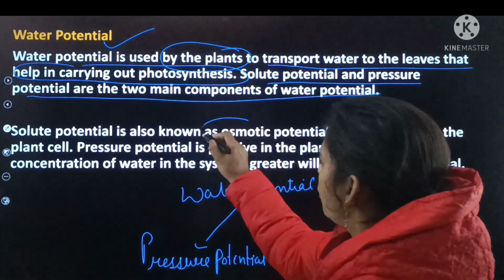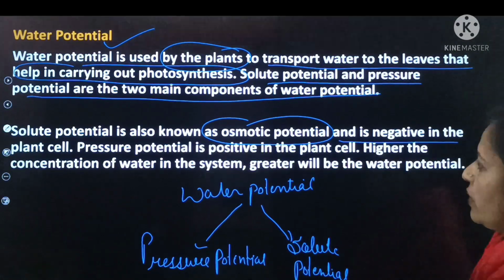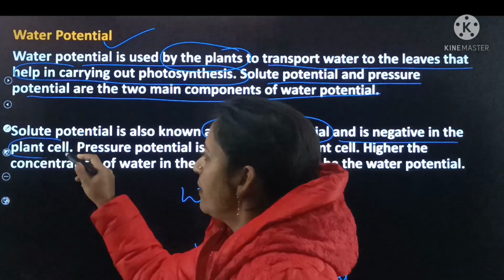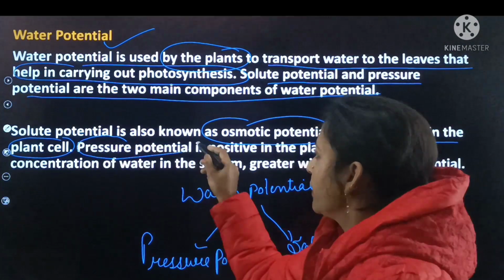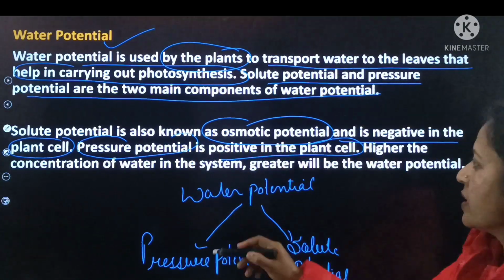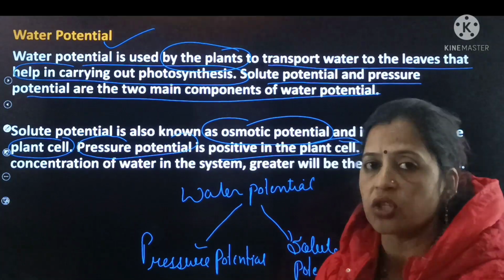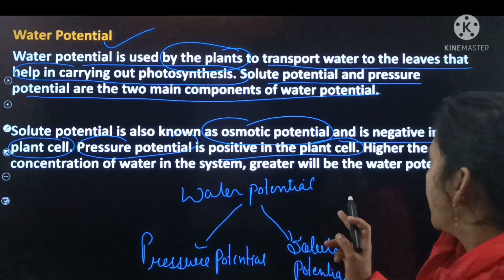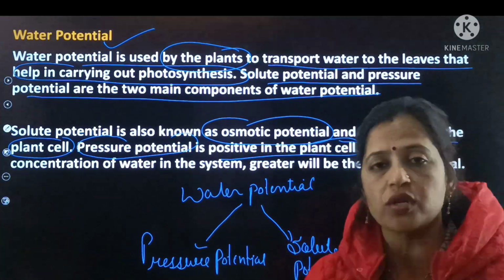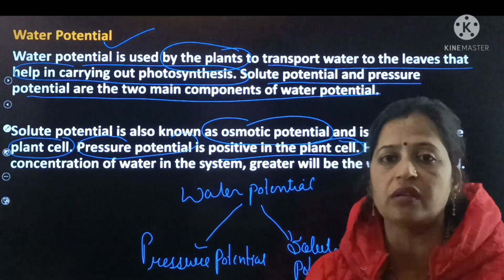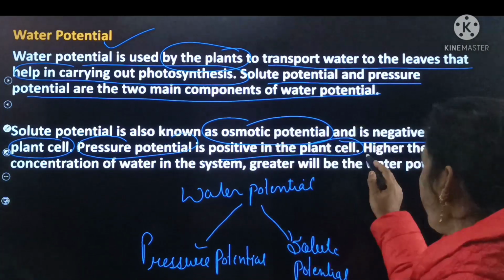Solute potential is also known as osmotic potential because it is negative in the plant cell, and it has to be negative in the plant cells. Pressure potential is positive in the plant cells. So this is the major difference between the solute potential as well as pressure potential. In solute potential it is negative in the plant cells, whereas in the pressure potential it is positive in the plant cells.